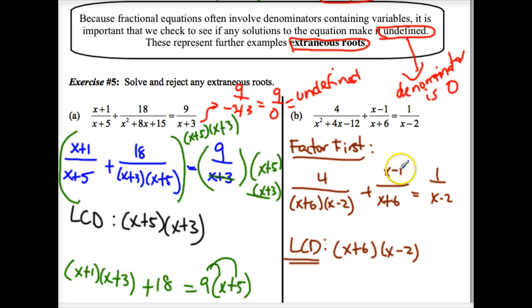What I want to do is multiply everything on this side by, and I'm going to write it on top, x plus 6 and x minus 2. Same goes with this. I'm going to multiply by x plus 6 and x minus 2. Let's just make this a little better so you understand. Sorry about that, guys.